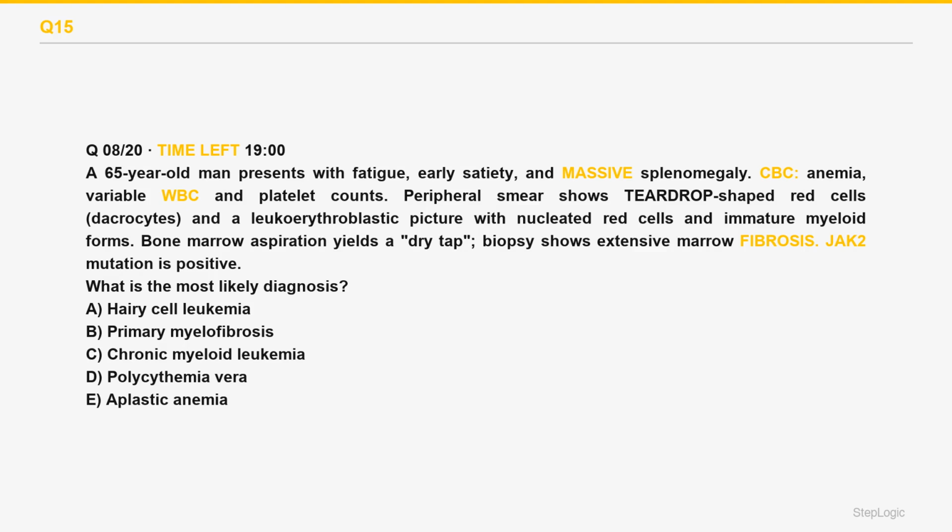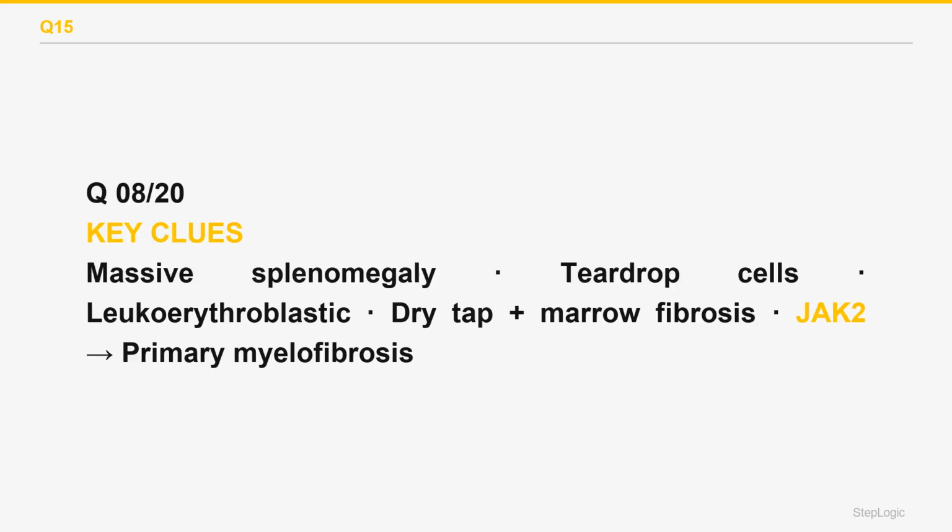Read the question: most likely diagnosis. Massive splenomegaly, teardrop cells, leukoerythroblastic smear, dry tap with marrow fibrosis, JAK2: primary myelofibrosis. Primary myelofibrosis is a myeloproliferative neoplasm in which the bone marrow is progressively replaced by fibrosis, driven by cytokines from clonal proliferation, often with a JAK2 mutation.